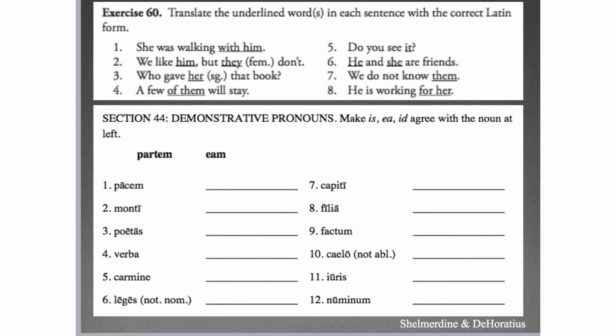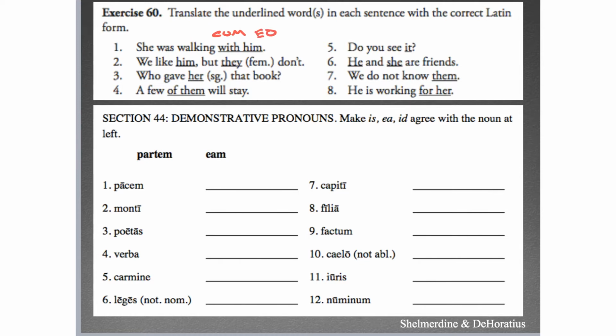All right, so same basic idea, but now we're forming the pronoun without having choices. And then up here in exercise 60, we're just translating these little phrases. So: she was walking with him. With is going to be cum, and then what's him going to be? We need ablative because of cum. Masculine singular of is, ea, id, and that's going to be eo.